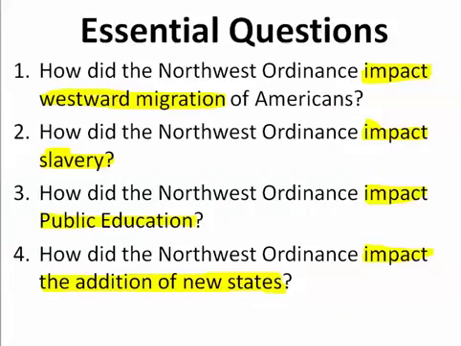So our essential questions for 6A are: 1, how did the Northwest Ordinance impact westward migration of Americans? 2, how did the Northwest Ordinance impact slavery? 3, how did the Northwest Ordinance impact public education? And 4, how did the Northwest Ordinance impact the addition of new states? Those are the questions we need to answer.